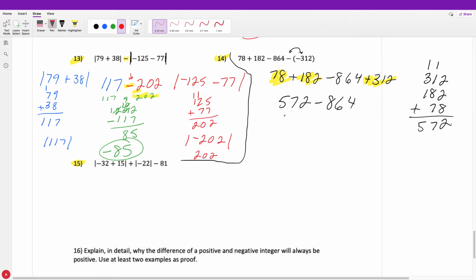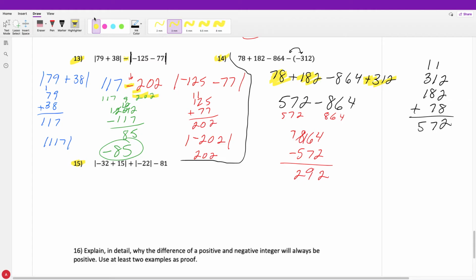Since the signs are different, I'm going to go ahead and look at these as positive numbers. So 572 and 864. Well, 864 is greater, so it's 864 minus 572. So this will then give me 2. I can borrow the 1 from here. This gives me 7. So 16 minus 7 is 9. And 7 minus 5 is 2.